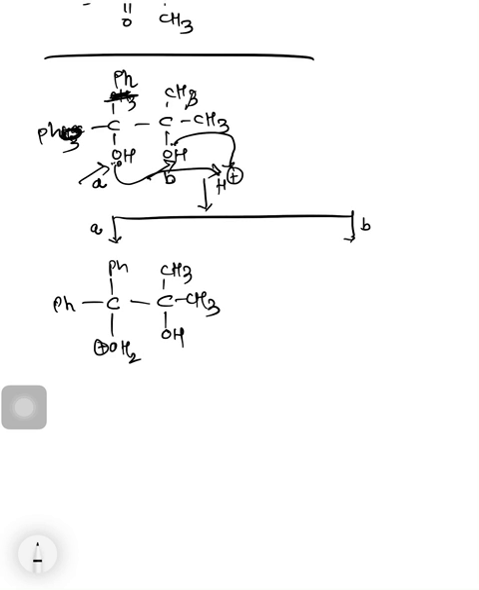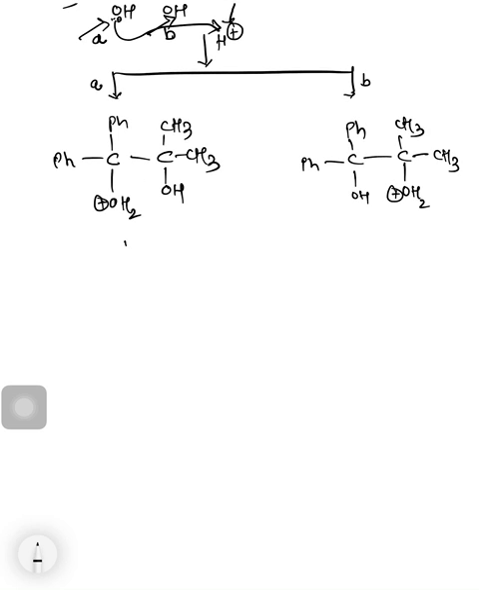In route B, what we are doing is attacking the OH which has a methyl group, the carbon that has a methyl group CH3. Now this OH is as it is, Ph and Ph. Now the next step is the elimination of water molecule, minus H2O, on both sides. So here H2O is removed, here also H2O is removed.